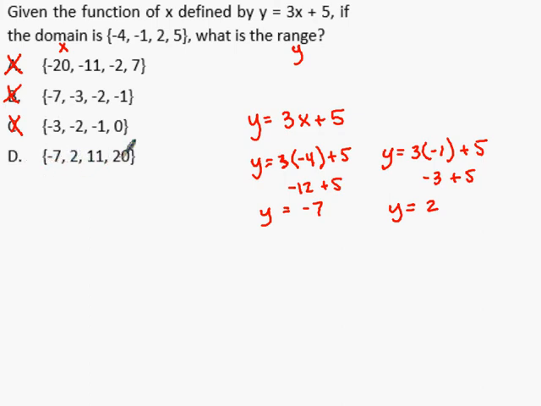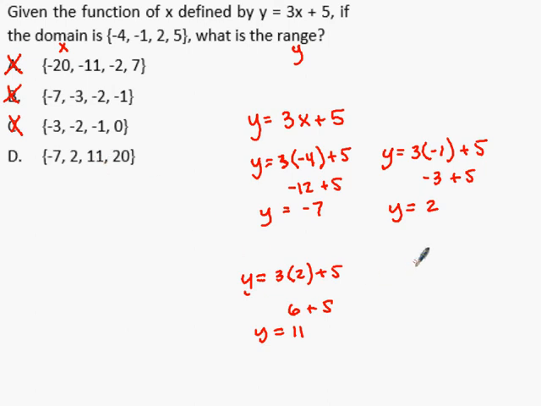Now we could continue plugging in the 2 into our equation and plugging in the 5 into our equation. I would encourage you to do that. In fact, let's just do it to be safe. Instead of 3x plus 5, we'll do y equals 3 times 2 plus 5. 3 times 2 is 6 plus 5, which gives us a y value of 11, which our answer has.